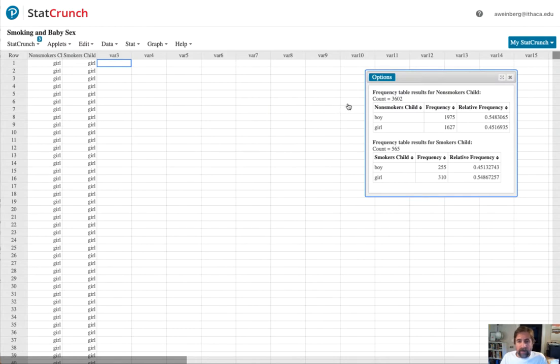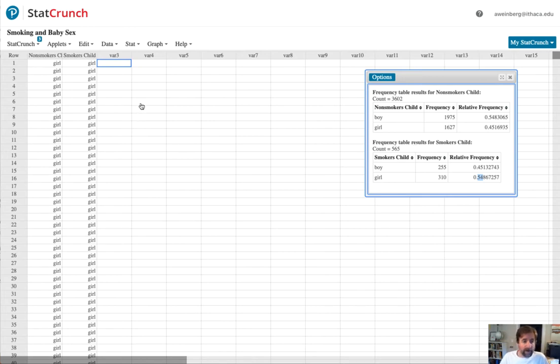In this data set, there were 3,602 couples who were non-smokers and 565 couples who were smokers. In the non-smoking couples, about 55% of their babies were boys and 45% were girls. For the smokers, it was sort of reversed: 45% were boys and 55% were girls. And the question here is, and let's focus on girls for the moment, were smokers more likely to have girls than non-smokers? Now, the null hypothesis is that the percentages in the populations should be the same.